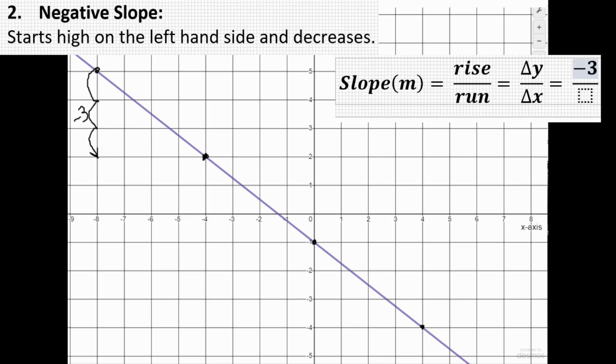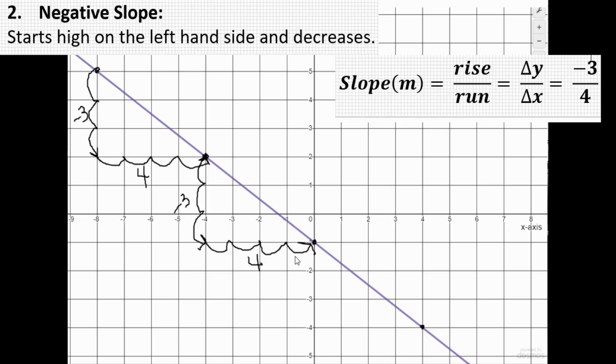All right, let's find that change in x. The run goes 1, 2, 3, 4. So our change in x would be 4. So the slope of this line, this negative line that drops and decreases, it has a negative 3 over 4. And if we check it between the next points, again we can see it drops 1, 2, 3, and then it runs 4, 1, 2, 3, 4.